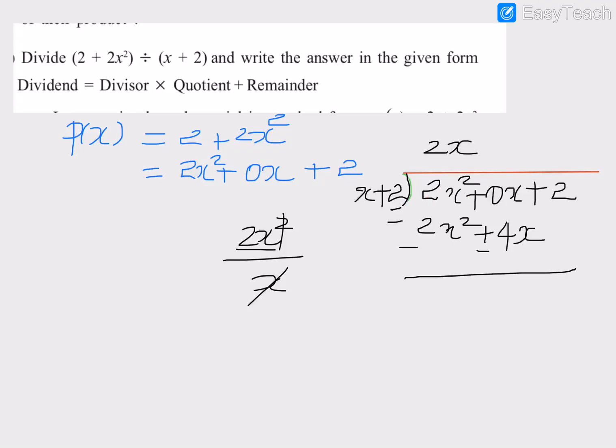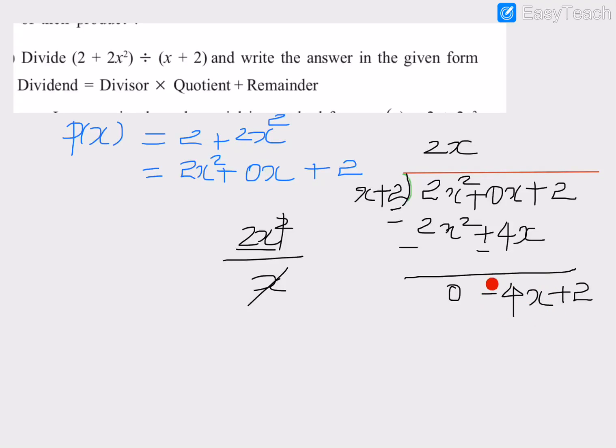Now we will do the subtraction. 2x square minus 2x square will be 0, and 0x minus 4x is minus 4x. And what remains here? Plus 2 remains, so we will write it down as it is, plus 2.